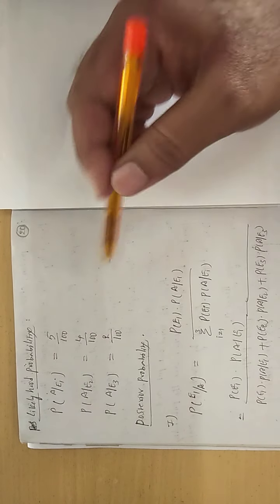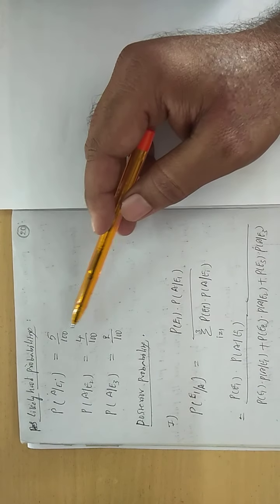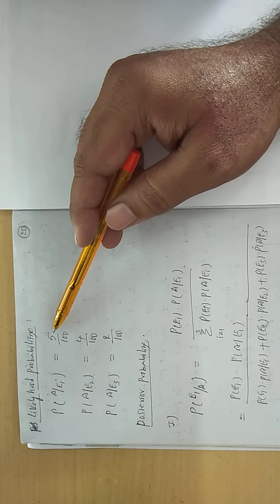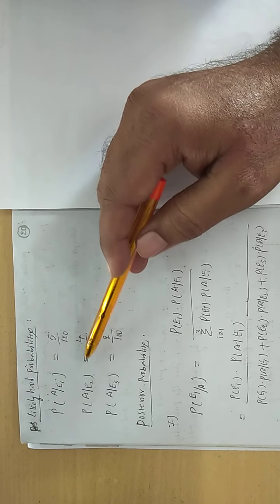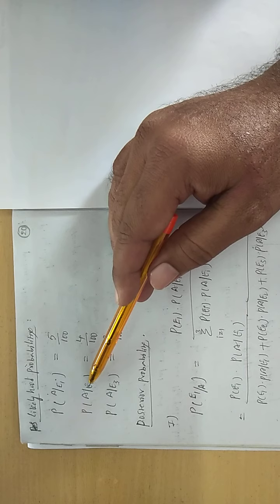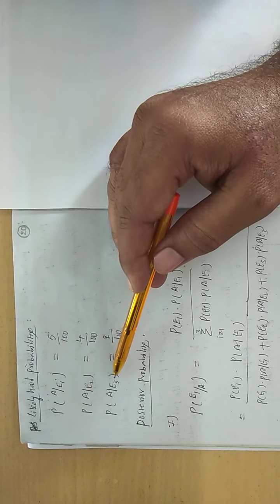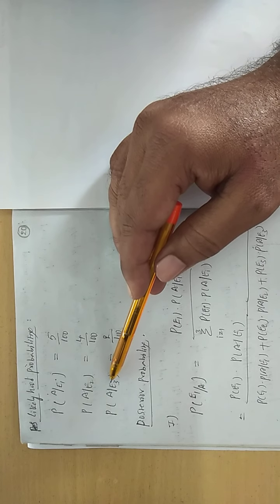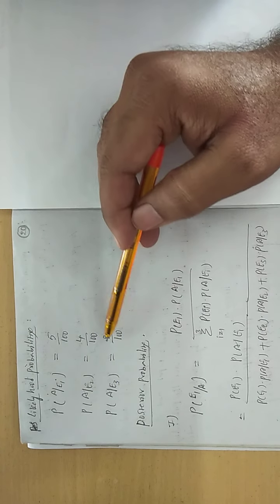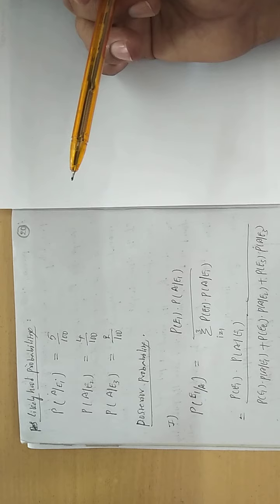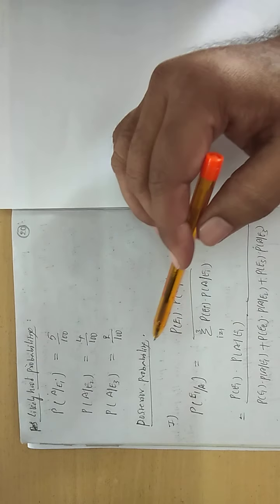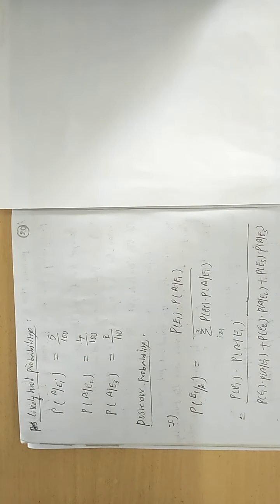So these are the likelihood probabilities. Just now we explained, 5% means 5 by 100. For E2, the defective bolt conditional probability is 4 by 100. Like for machine C, the conditional probability of a defective bolt is 2 by 100. Now we go for the required answers. What do we call them? Posterior probabilities.